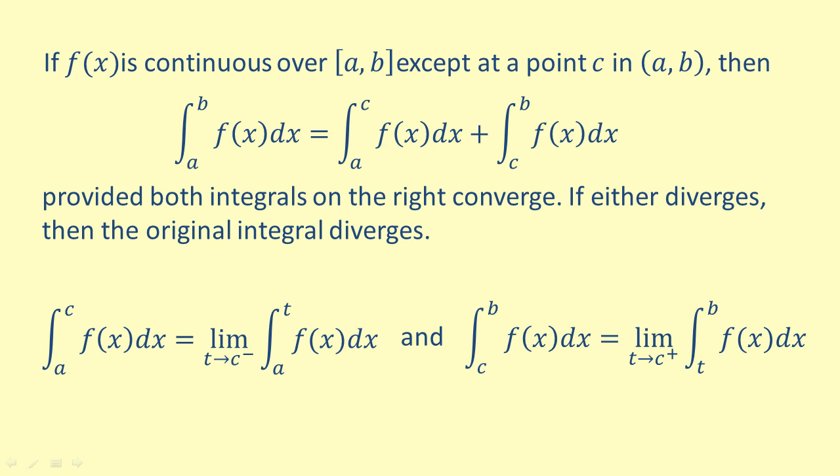So we have the integral from a to c of f of x dx is equal to the limit as t approaches c from the left of the integral from a to t of f of x dx, and we have the integral from c to b of f of x dx is equal to the limit as t approaches c from the right of the integral from t to b of f of x dx. If both limits exist, then both integrals can be evaluated, and the result is equal to the original integral.